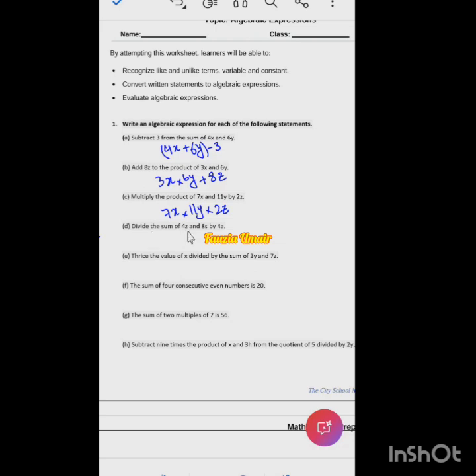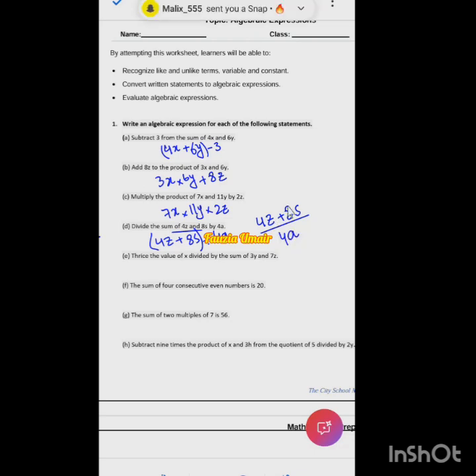The next is divide the sum of 4z and 8s by 4a. So, sum of 4z plus 8s, divided by 4a. Now for now there was no issue, but now there is an issue. If you don't put this bracket, then according to board maths, this division will be solved first and the answer would be wrong, right? So either put this bracket or write it like this, 4z plus 8s divided by 4a.